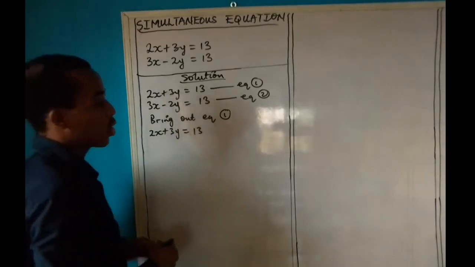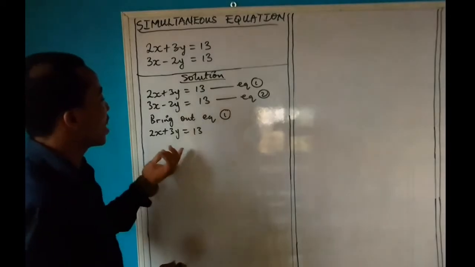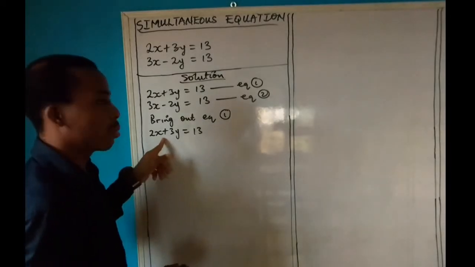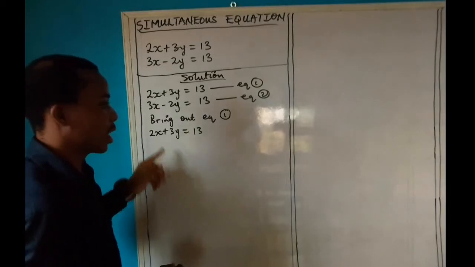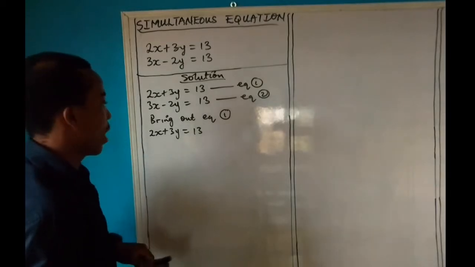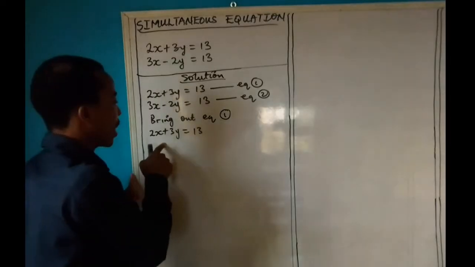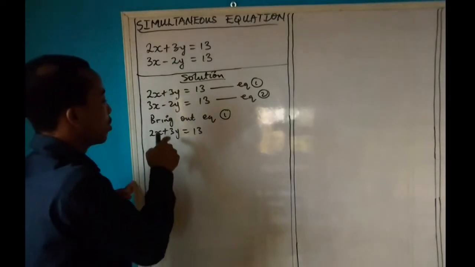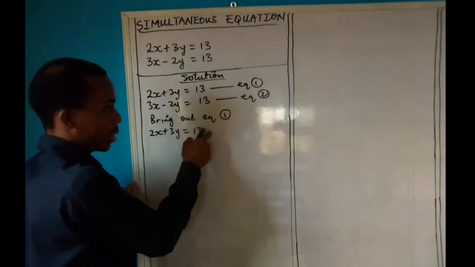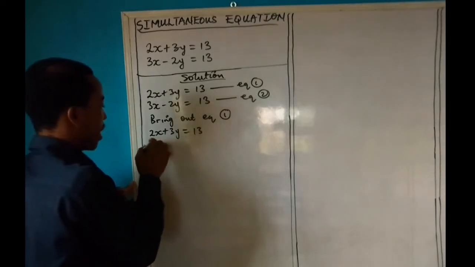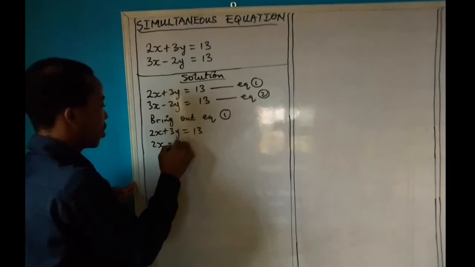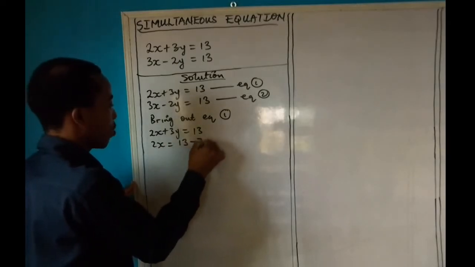Now I've got that equation 1. What I'll do next is make x the subject of the formula. Making x the subject, I'm going to move this 3y to the other side. As it's positive here, it becomes negative on the other side. So I have 2x equals 13 minus 3y.